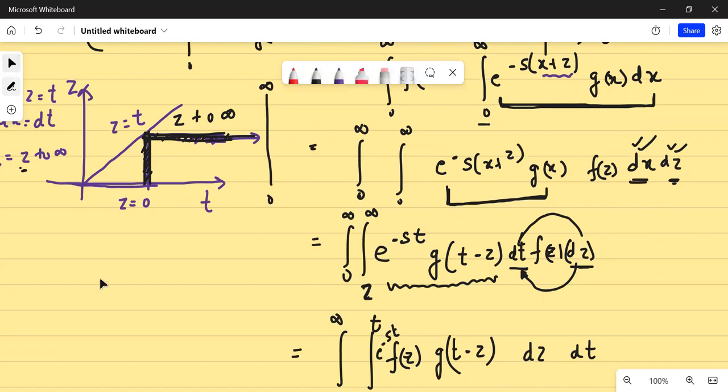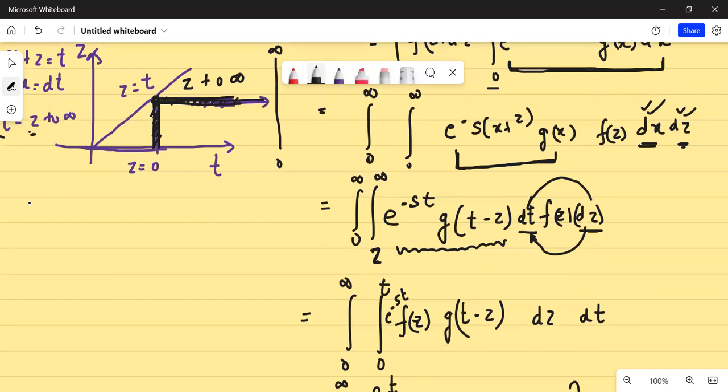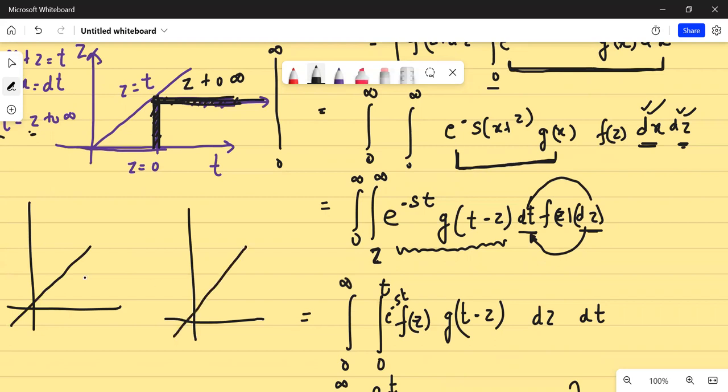So look, there can be two ways. This triangle region can be described in two different ways. So your earlier one was this: your z was varying from 0 to infinity. Where was z? z was your y axis. And your t was varying from z to infinity. So basically this will be the region.